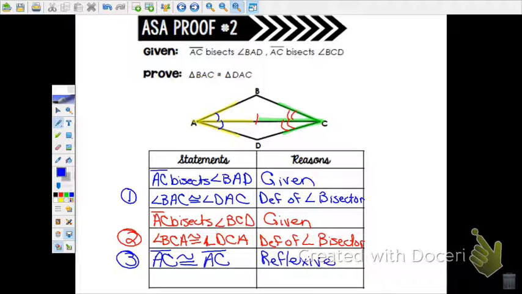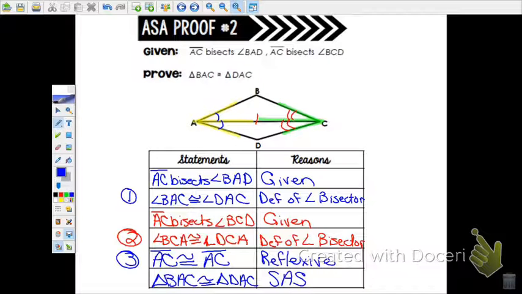3 pieces marked. Again, when I look at the top triangle, I have angle, side, angle. In the bottom triangle, angle, side, angle. So I know that triangle BAC is congruent to triangle DAC.